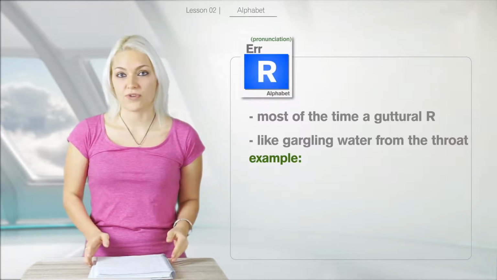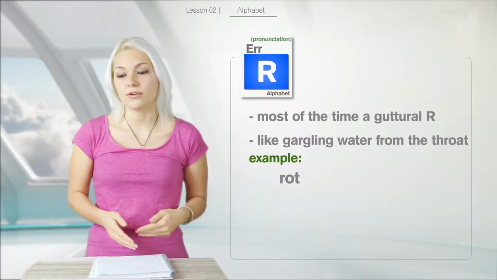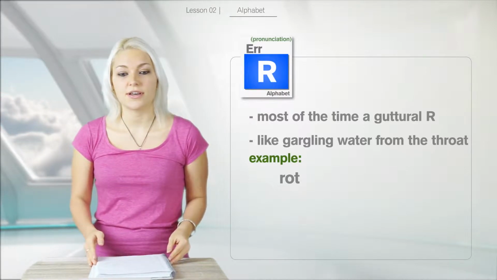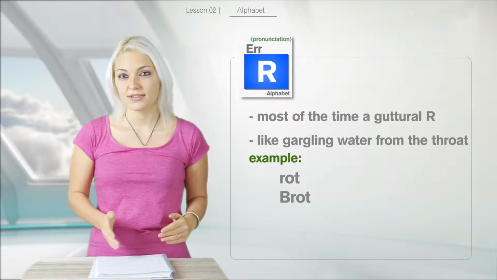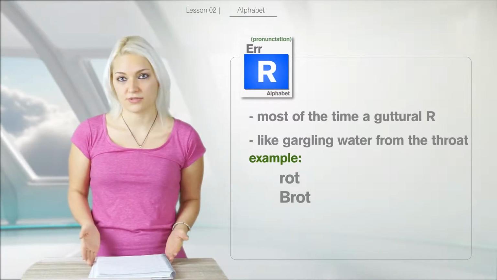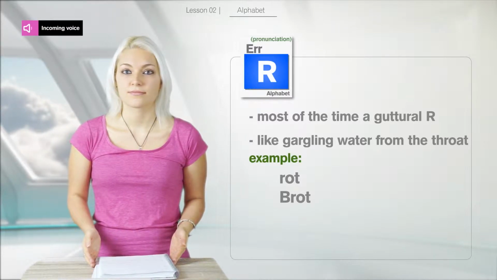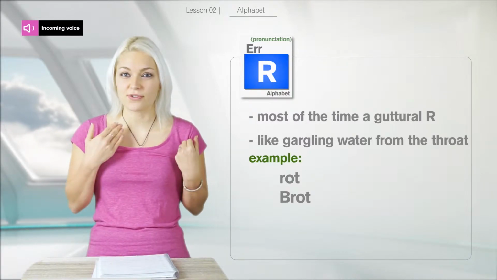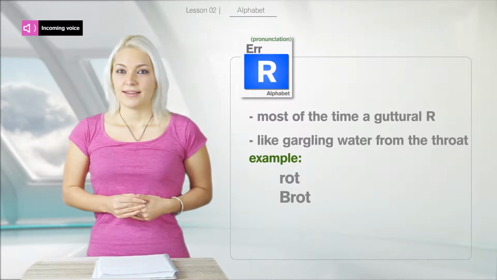Let's take the color red, which is rot. Now, the word is starting with the R, so of course you have to pronounce it. Rot. Also, after another consonant, let's take the word bread, which is Brot. In this combination, you have to pronounce the R, so Brot. Okay. So it's not like the English red. No, you have to use the German R, the guttural R in the back of your throat. So it's like you have to apply pressure here on the throat.